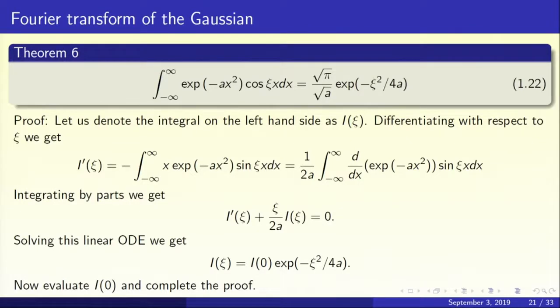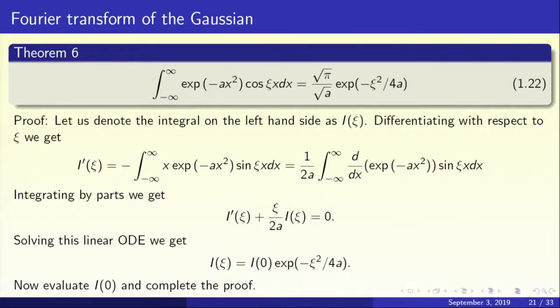Look at the slide, look at equation 1.22 on the slide. It has been elevated to the status of a theorem. It's a very important result. So what you see, the integral on the left hand side is a Fourier transform of e to the power minus ax squared. How do I calculate this integral? So let us call the integral on the left hand side I of chi. Now differentiate I of chi.